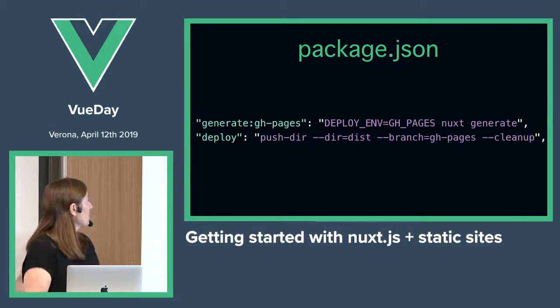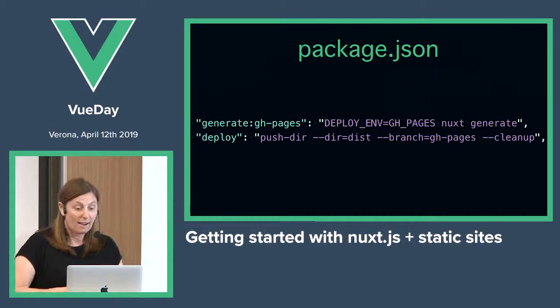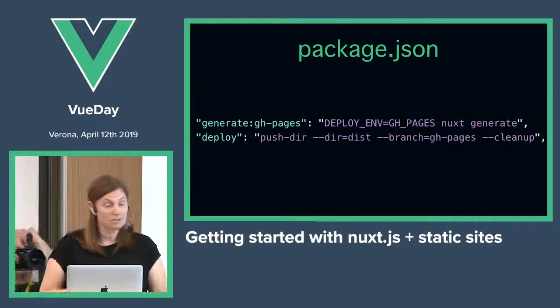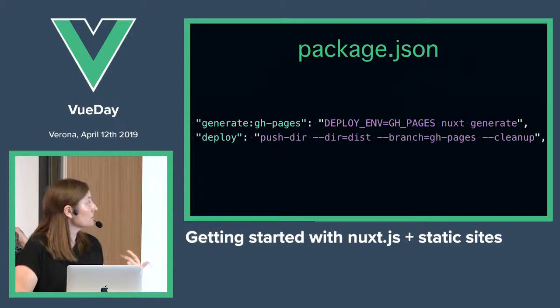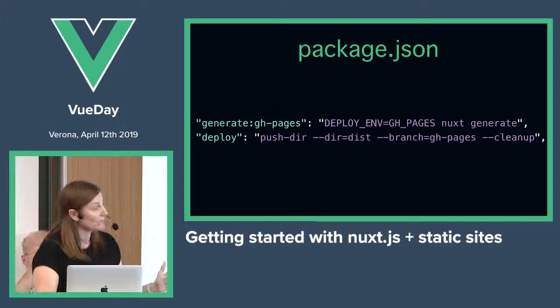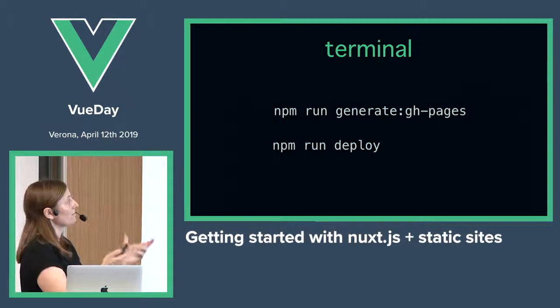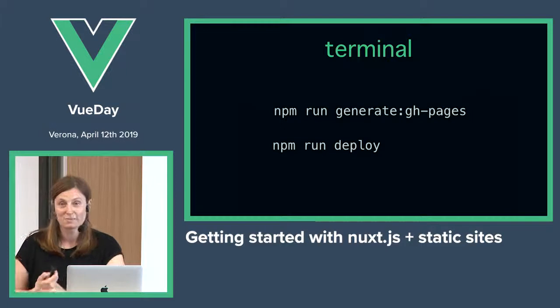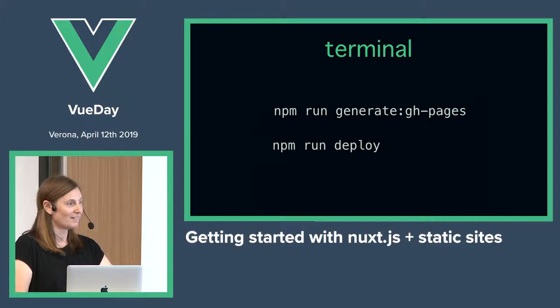And then in my package JSON, I just say generate GitHub Pages. This is what I'm going to call. I deploy to GitHub Pages, calling nuxt generate and the deploy command, which pushes the dist directory into GitHub Pages and then cleans it up. Which basically means I just do npm run generate GitHub Pages and npm run deploy. Pretty cool, right? Do you believe me? Yes. Totally. It's so cool.